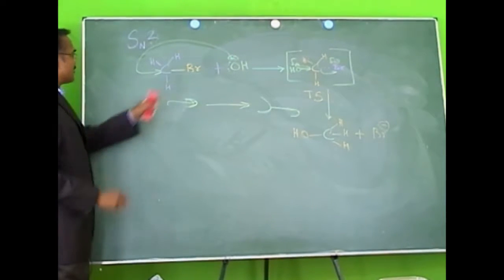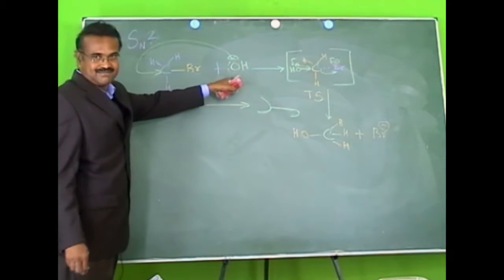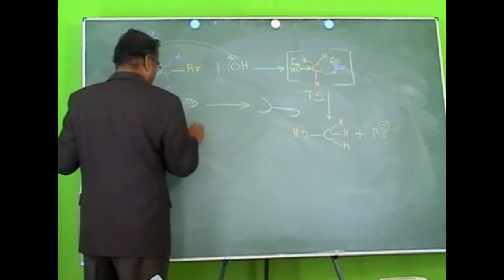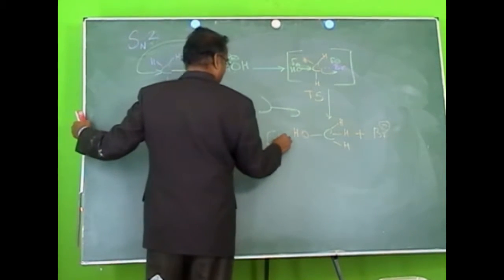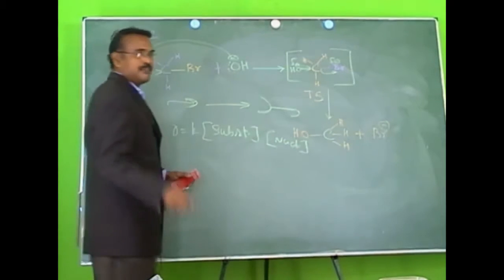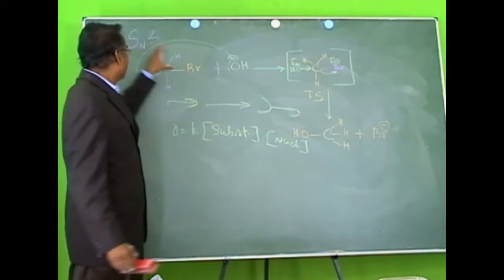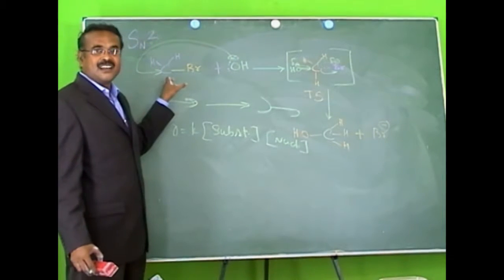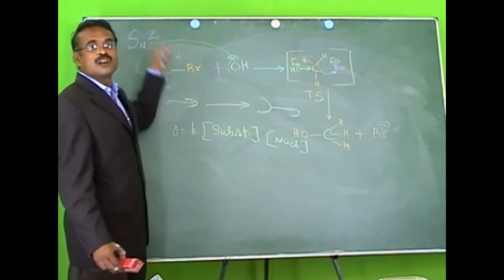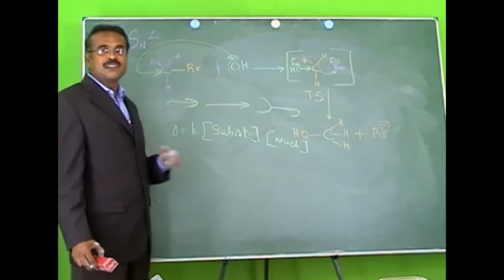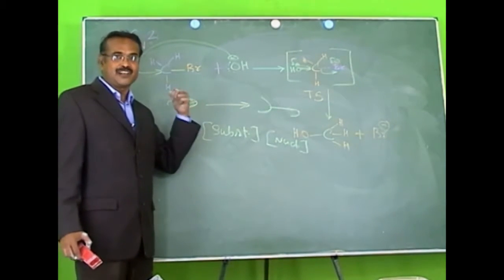And another important point you can see, the rate of the reaction depends on both the concentration of substrate as well as nucleophile. So the rate of the reaction depends on both the concentration of substrate and nucleophile. And another important point, from the example which I cited, if you observe clearly, the molecule having hydrogen atom or less bulky groups will prefer to undergo SN2 reaction. The molecule which has bulky groups prefers to undergo SN1 reaction. That is a very important point.